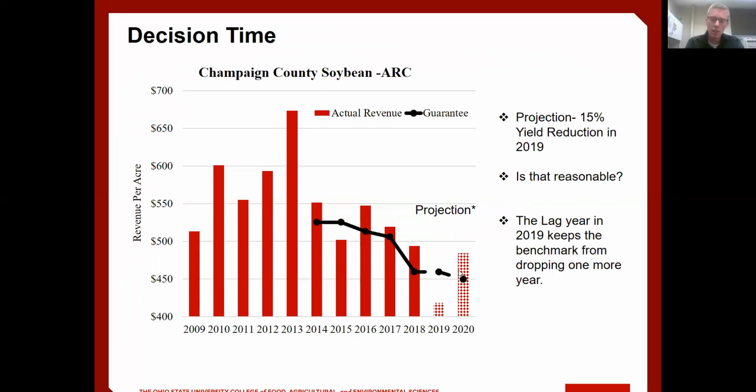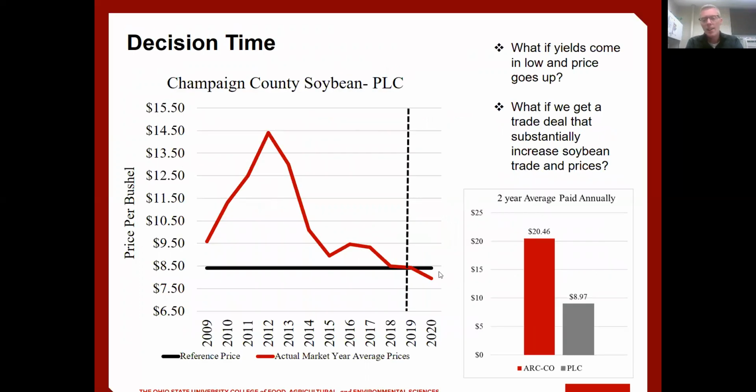You can play with all of this in our tool and do what if scenarios if you'd like. For PLC, we are expecting potentially a soybean PLC payment in 2020. Again, this could change if we get a trade deal with China and significantly increase our soybean prices, or if we have another year where soybean yields come in substantially lower and increase that national price. But as of right now, Champaign County looks like Ark County might pay more than PLC, just given that we're not 100% sure how low that soybean price is going to go below that $8.40 reference price.